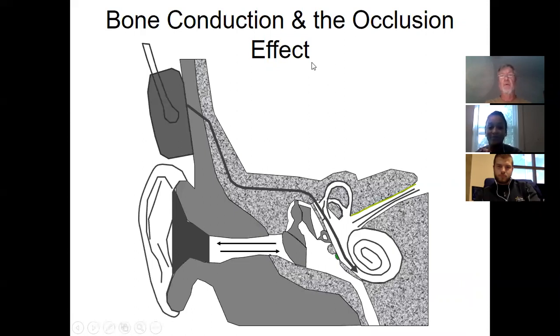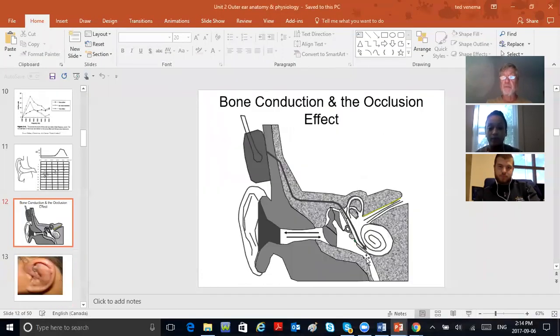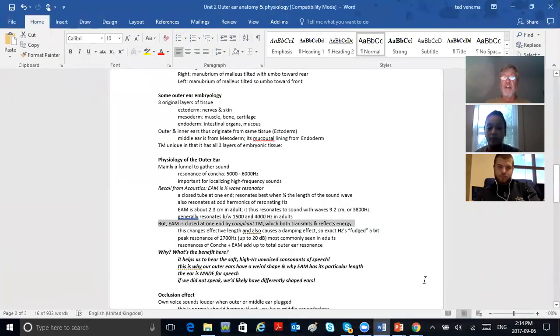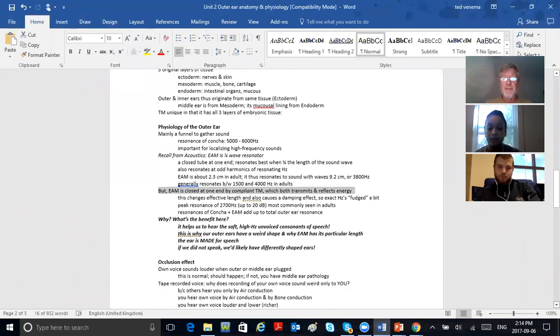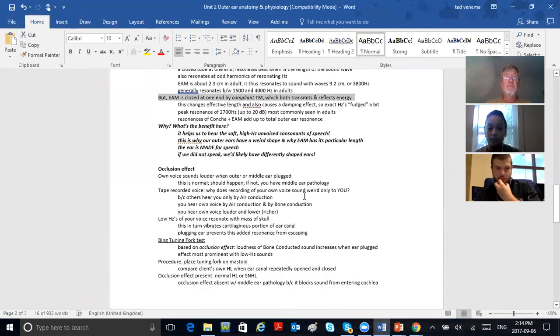Let's go to hear bone conduction and the occlusion effect. Anyway, let's talk about the occlusion effect. The occlusion effect is also something unique about the outer ear. I'll scroll down. Here are your notes. Oh, by the way, this black stuff here is the benefit of your outer ear, the quarter wave resonator, all that stuff. This is exactly what I just said. So be sure to keep these notes and read them well.